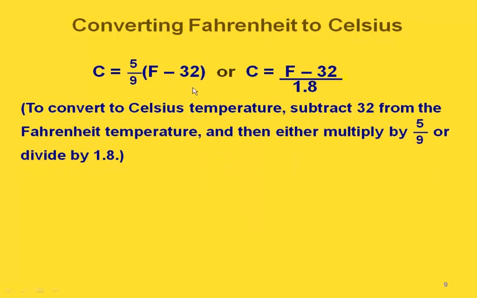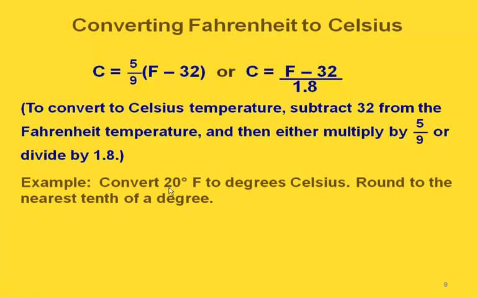Now what if we want to go the other way, if we want to convert from Fahrenheit to Celsius? Well, then our formulas look just a little bit different. We're going to start in either case by taking our Fahrenheit temperature and subtracting 32. And then we're going to take that result and multiply it either times 5/9, if we like fractions, or we're going to divide it by 1 8/10.